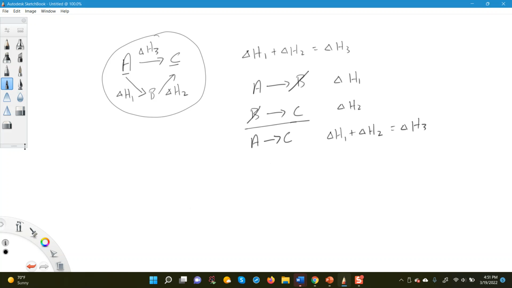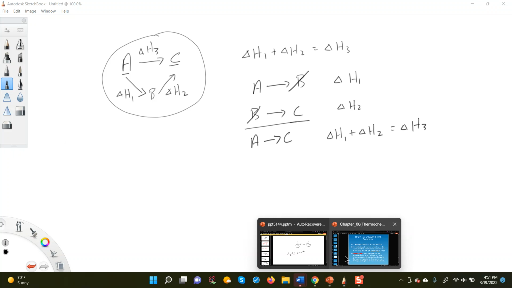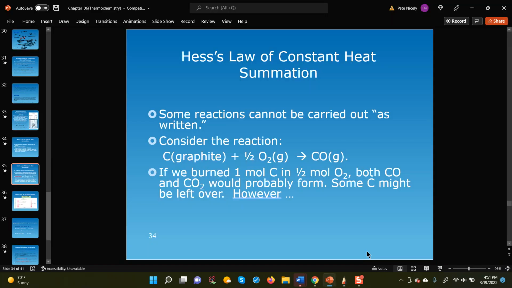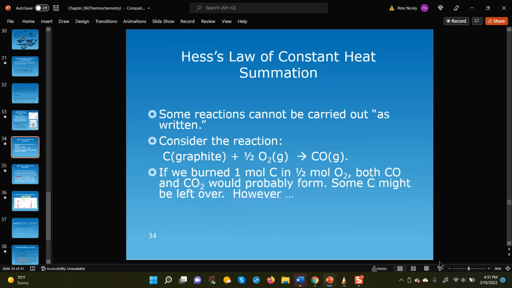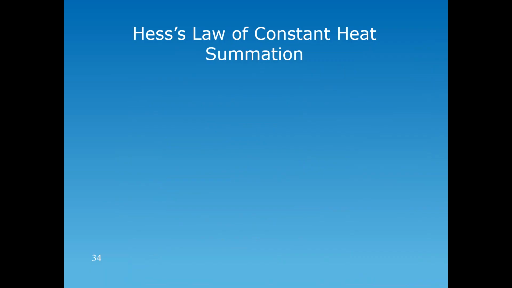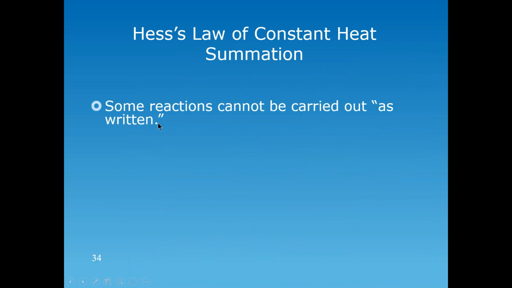As stated here, some reactions cannot be carried out as written, all right? And that's very important because sometimes there are reactions which cannot be carried out for practical reasons. Therefore, if you want to find the delta H value, the change in enthalpy, for those reactions, then you have to use Hess's law along with other related reactions in order to figure out what the enthalpy change of that reaction is.